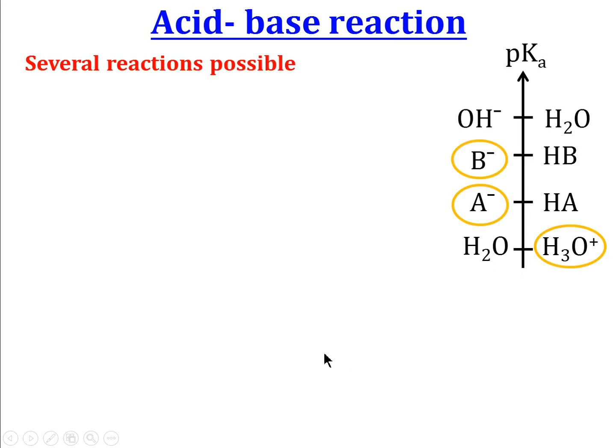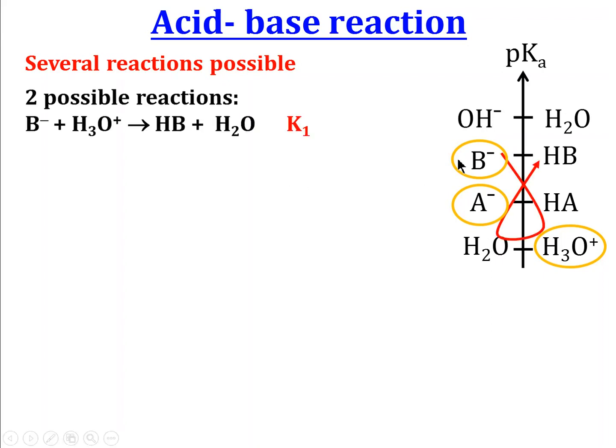In case number 2, suppose we mix two bases, B minus and A minus, with the acid H3O plus. So we have two reactions. B minus reacts with H3O plus to give HB and H2O, and K of the reaction is K1. And A minus reacts with H3O plus to give H2O and HA, and K of the reaction is K2. So we have to calculate K1 and K2.